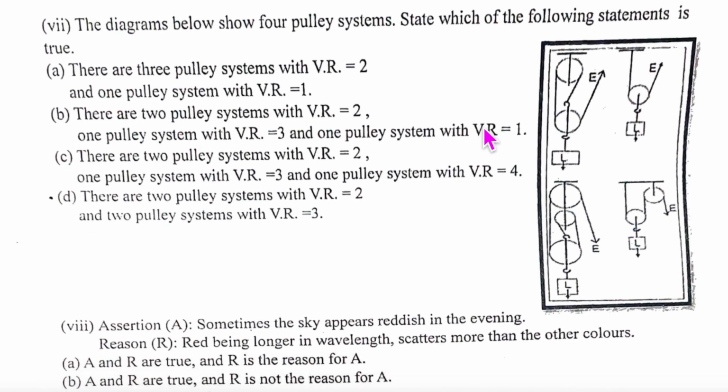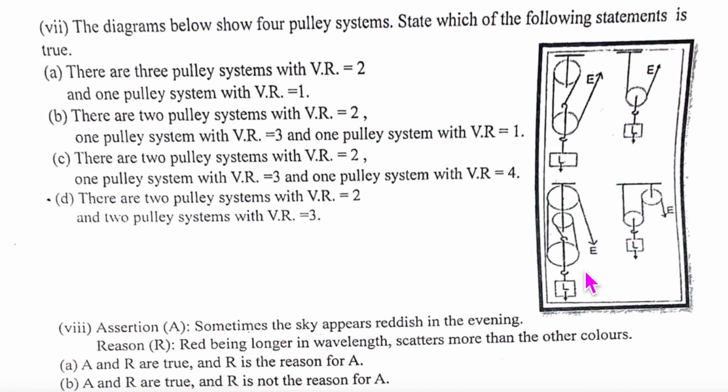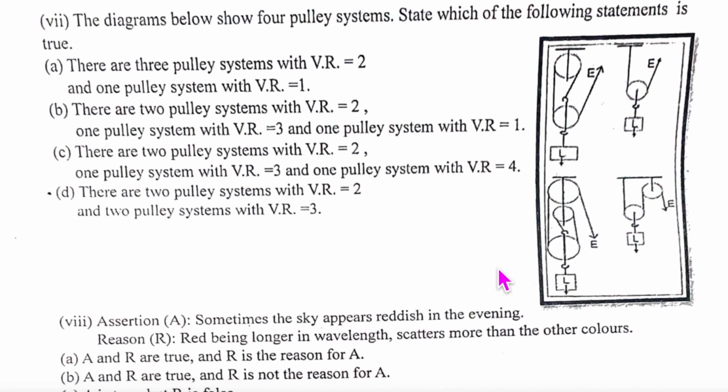Now, 4 pulleys. I think we have done this question earlier, but let us see. There are 3 pulleys with VR and 1 pulley with VR. All are VR. Competency based, right? So how much will be VR over here? This will be here like this and like this. So MA is going to be 2 and VR is going to be 2. So for this diagram, VR equals 2.